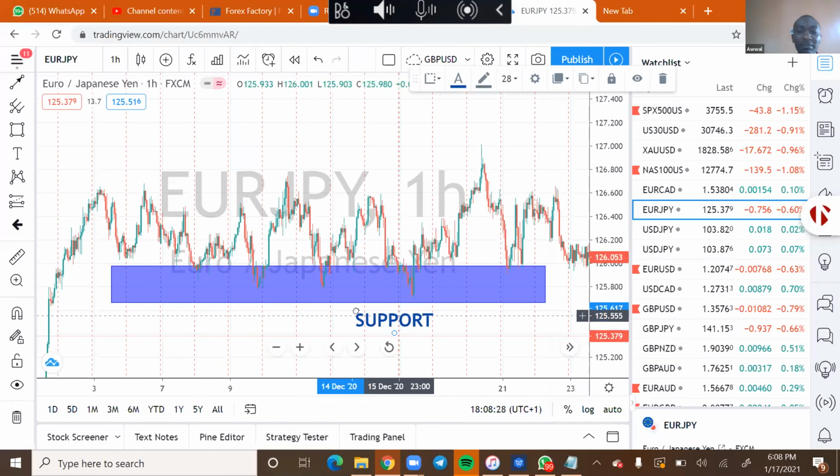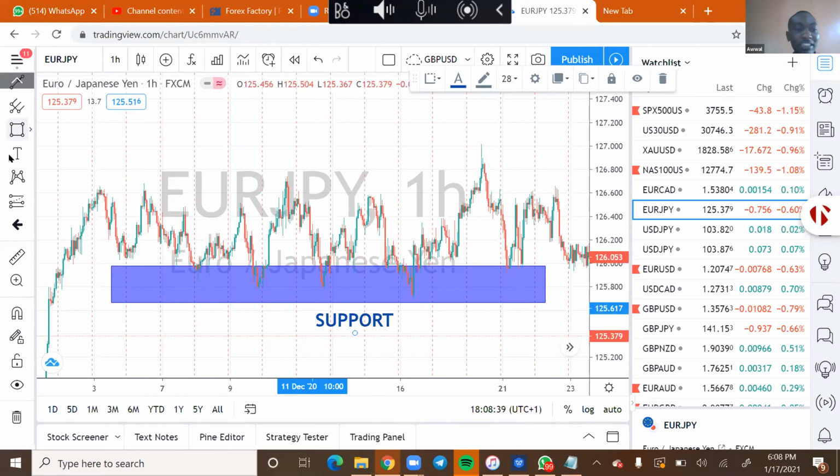So the moment the market hits a support area, you are expected to buy. Someone will ask me, when do I buy or when do I sell in the market? You are supposed to buy when the market is at a support. So these are some good buy areas for me in the market.